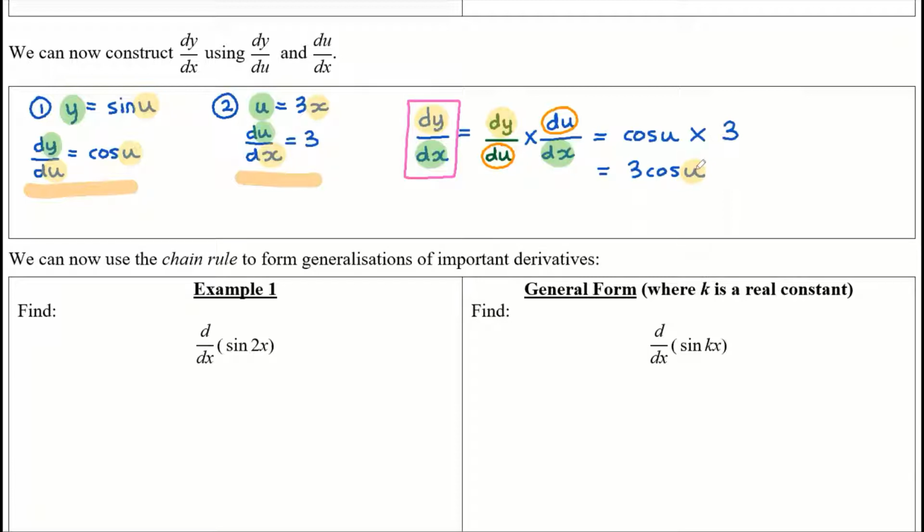But you'll remember, of course, that we defined u in equation 2. It's right here. u is equal to 3x. So I can simply replace my u here with 3x, and lo and behold, I've got my derivative. So this is going to be 3 cos of 3x. And that's what the derivative of sine of 3x is. So we seem to have got to a reasonable looking answer there.